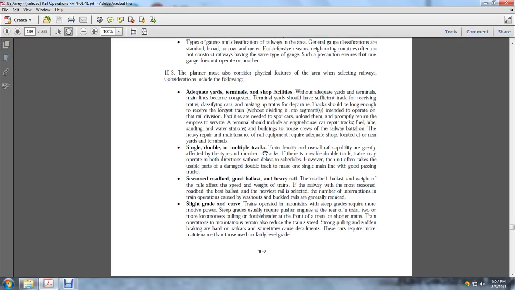heavy rail. The road ballast and the weight of the rails affect the speed. The weight of the railway within the seasoned roadbed, with good ballast and heavy rail, is the selected number that reduces interruptions of train operation caused by washouts and buckled rails.